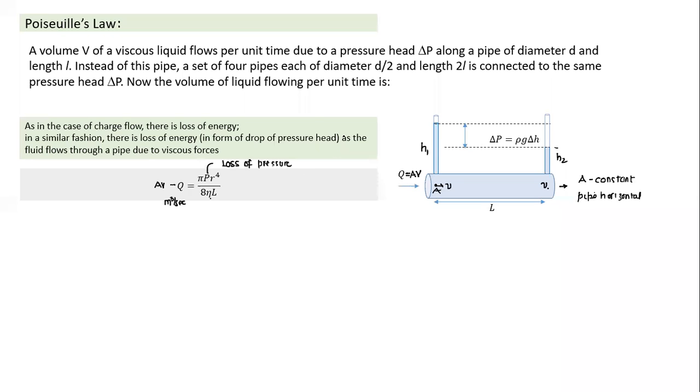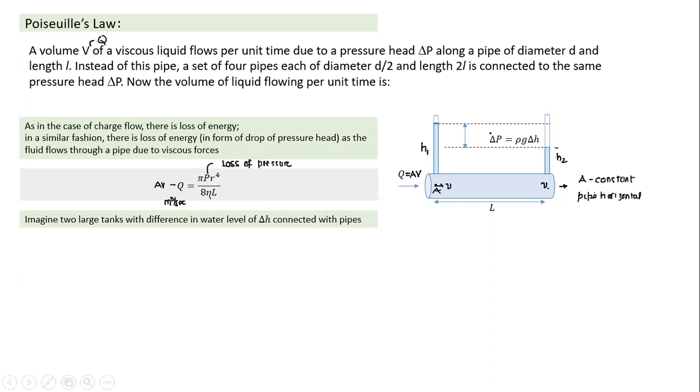And I'll just do one question. If you pay attention, just one question is enough because this is a simple application of the formula, nothing more. So volume V of viscous liquid is flowing per unit time. So V is nothing but Q, the flow rate. And the pressure head is delta P along a pipe of diameter D. The diameter of the pipe is given, the length L is given. So in this case also, what is the pressure head?